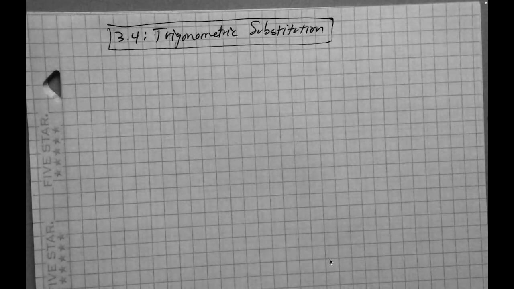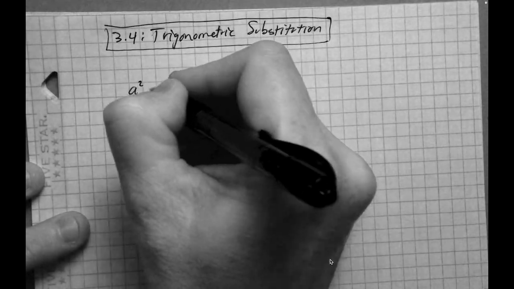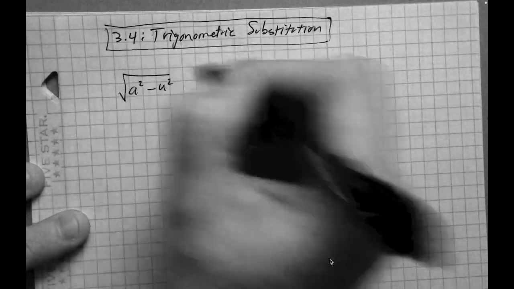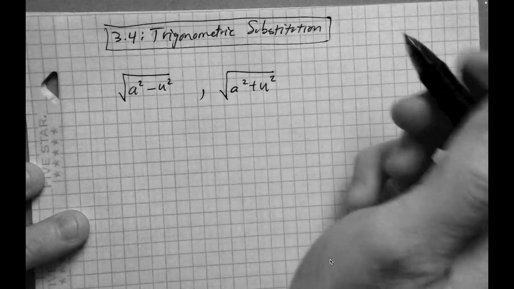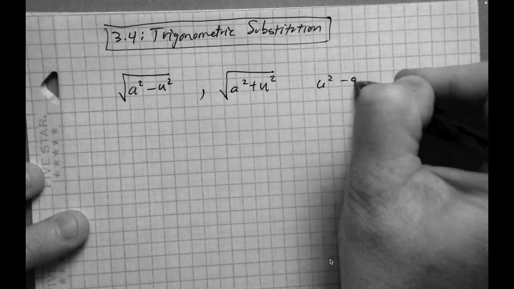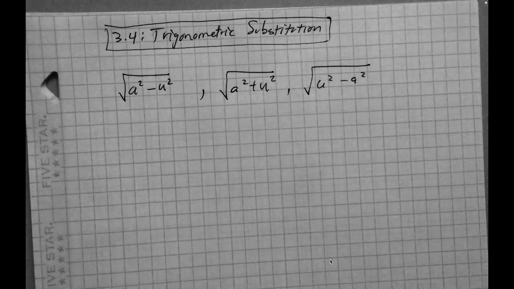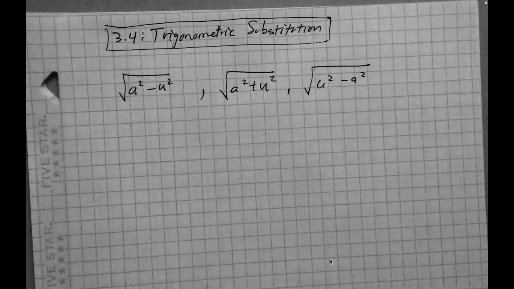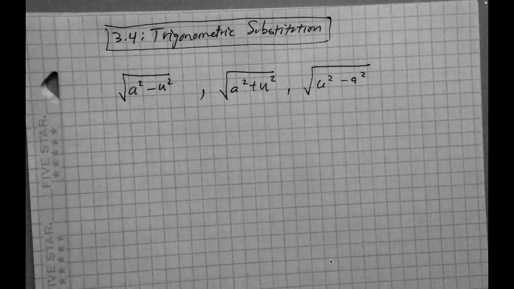All right. And so the integrals that we're going to be interested in are going to involve expressions like this: square root of a squared minus u squared, or square root of a squared plus u squared, or possibly square root of u squared minus a squared as well, right? So these types of things. So we've certainly seen things of this form in the past, and they've been inverse trig function derivatives, things like that. These have come up.